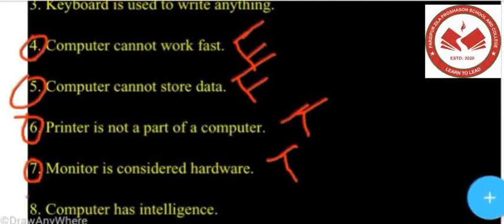In question number 8, we can read computer has intelligence. This is not a true statement, it's a false statement. So we can write here F, because it's completely a false statement. Computer has no intelligence of its own or wit because computer is operated by the brain of man. So we can say that the statement is false.